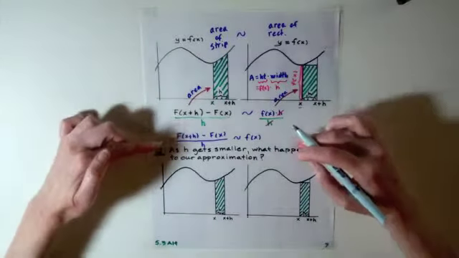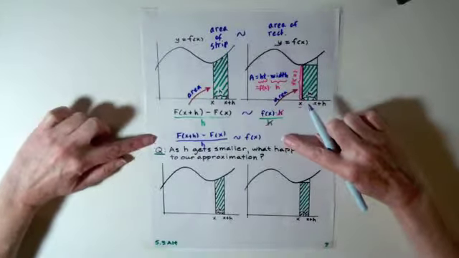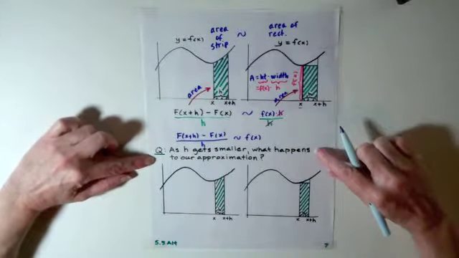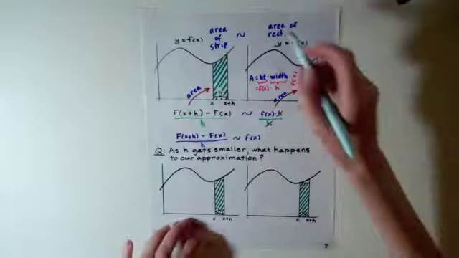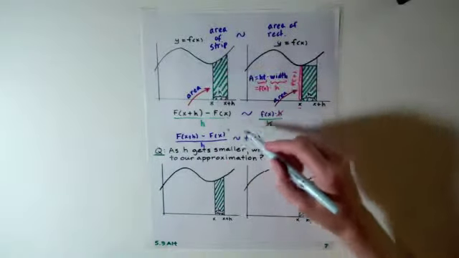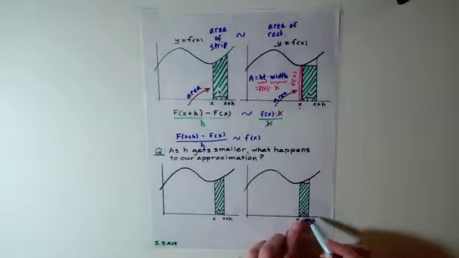Well, we said they're approximately equal, but it's not a very good approximation. And how would I get a better approximation? That leads me to this question. As h gets smaller, what happens to our approximation? So I've drawn exactly the same picture that I had up here, but with a smaller h value. So I have a skinny strip here and a skinny rectangle here.